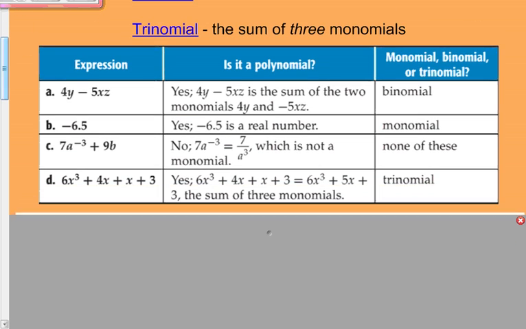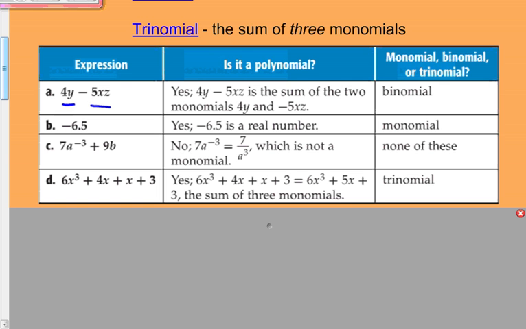some of these examples. So here's your expression, 4y and a negative 5xz. This is a polynomial because it's the sum of two monomials, 4y and negative 5xz. So you call this a binomial because there's two. The next one is a polynomial because negative 6.5 is a real number. It's a constant. So it's a monomial because there's only one term.